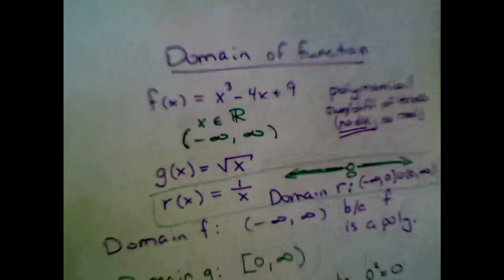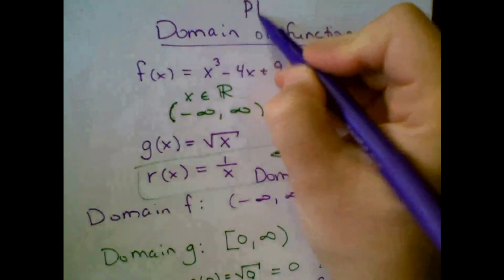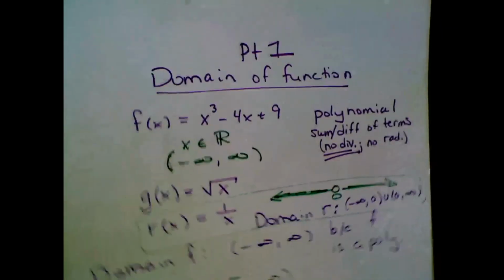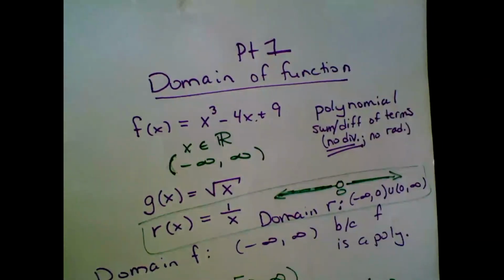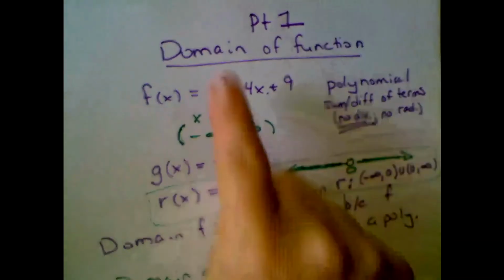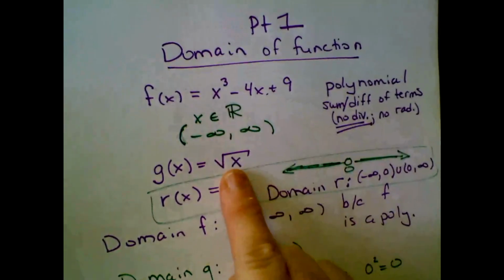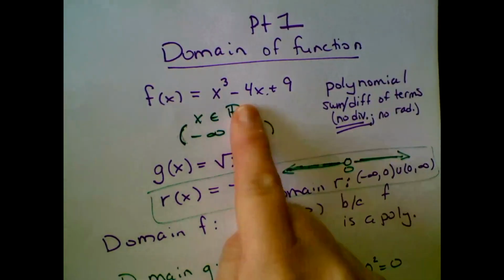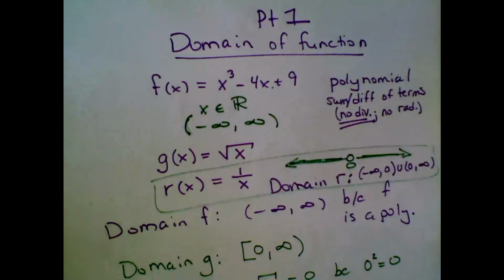Okay, so let's stop there for part 1. And we'll start over with some more complicated functions and continue to find the domain of functions that contain some radicals or division, or sometimes we spot they don't have radicals or division at all.